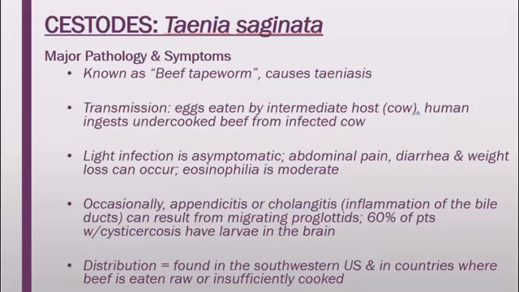Light infections of T. saginata may be asymptomatic, but heavier infections may cause abdominal pain, diarrhea, weight loss, and moderate eosinophilia. Occasional appendicitis or cholangitis can result from migrating proglottids. Some 60% of patients can end up having cysticercosis, or having larvae in the brain. Saginata is usually found in the southwestern U.S. or in countries where beef is eaten raw or undercooked.